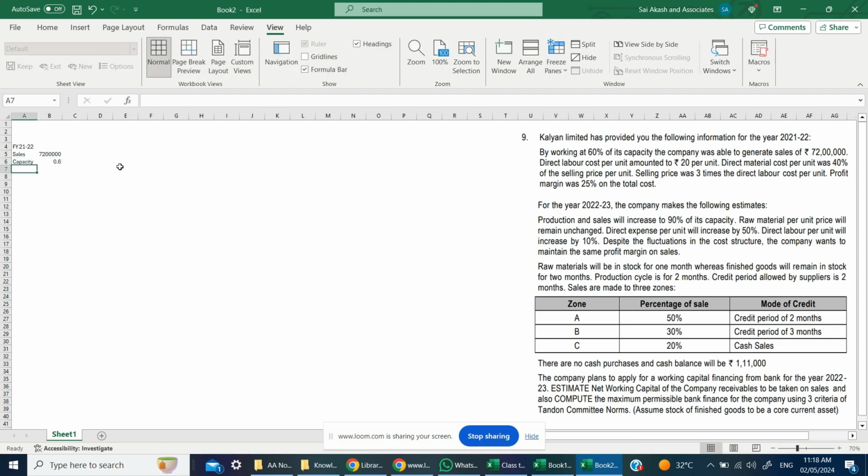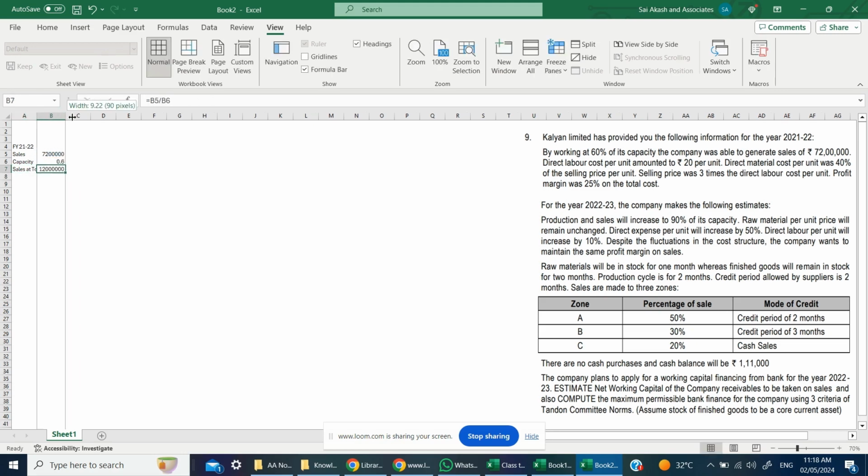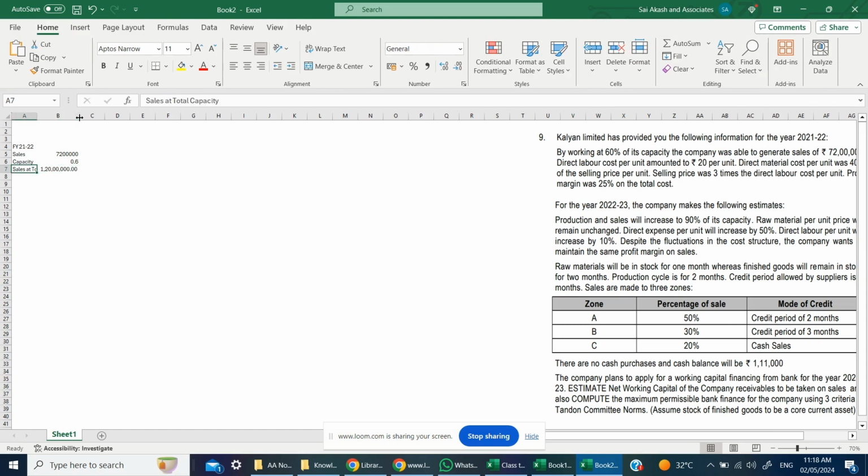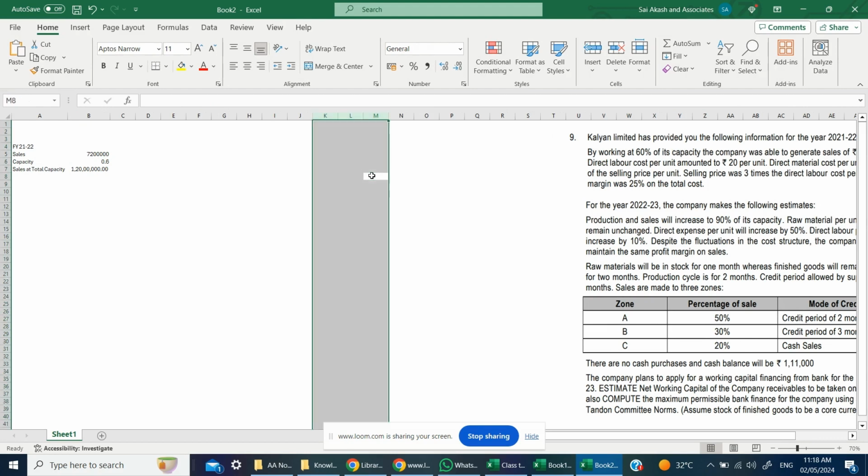So 0.6. Therefore, what was the total capacity? Sales at total capacity would be this divided by this, correct? Divided by 0.6. So 1.2 crore sales at total capacity. Yes.